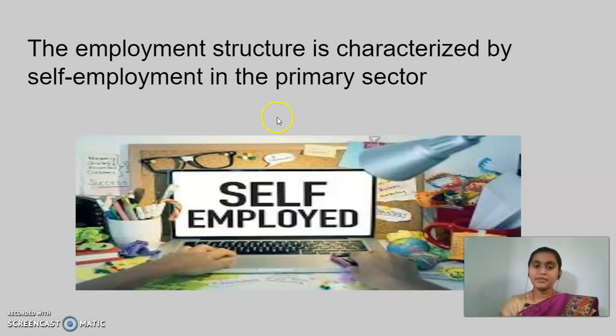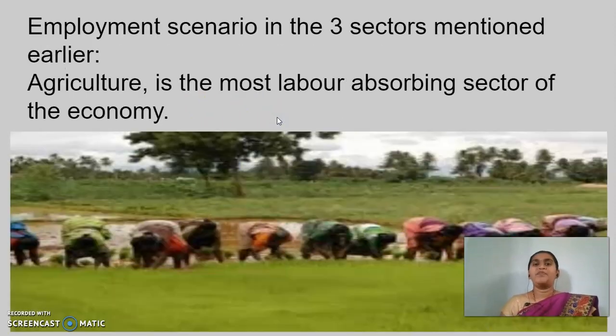See, regarding the employment scenario in the three sectors mentioned earlier, agriculture is the most labor-absorbing sector of the economy. It may be any kind of agriculture: sericulture, poultry, fishery, everything is considered agriculture. There we can see most of the people are working, a labor-absorbing sector.